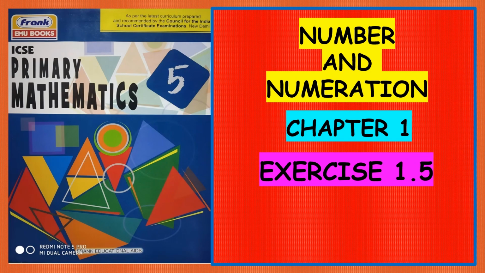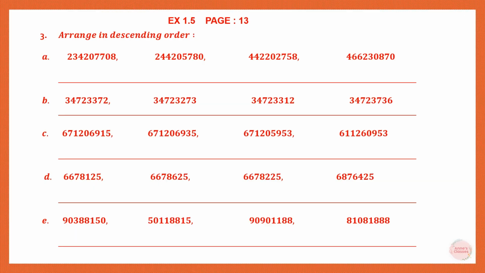Let's do number and numeration, chapter 1, exercise 1.5. Page number 13 and we are with question 3. Arrange in descending order. Descending means from big to small. So we have to look out for the biggest number and write that first. So here as you can see there are 5 questions. Each one has 4 numbers.